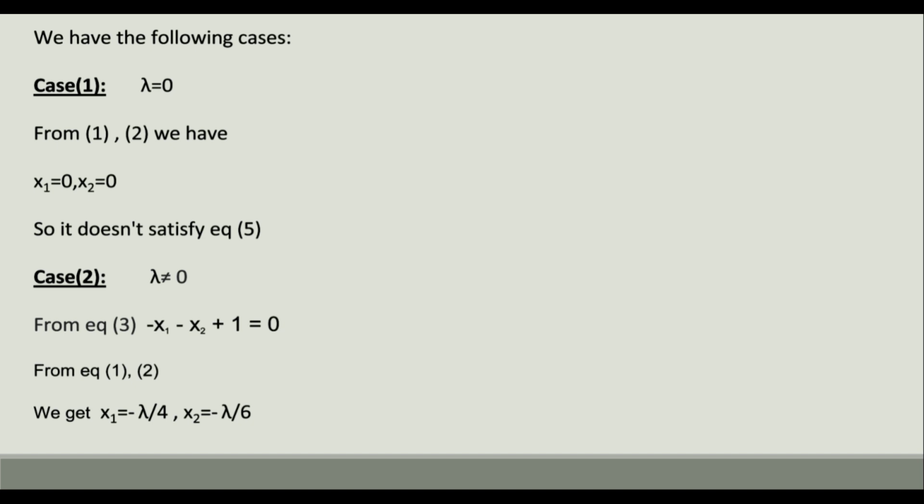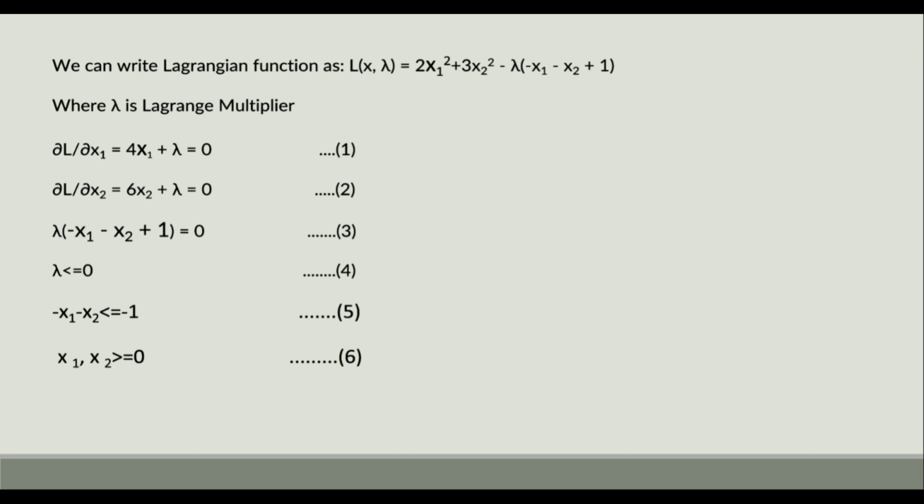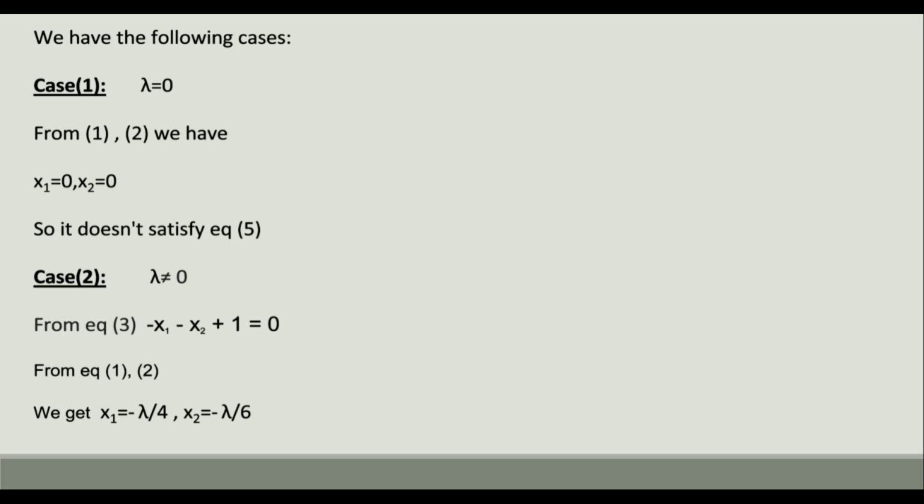In case 1, we take lambda equal to 0. From the first and second equations, we have x1 equal to 0 and x2 equal to 0. So it doesn't satisfy equation 5, that is minus x1 minus x2 less than or equal to minus 1. So this case is not considered.